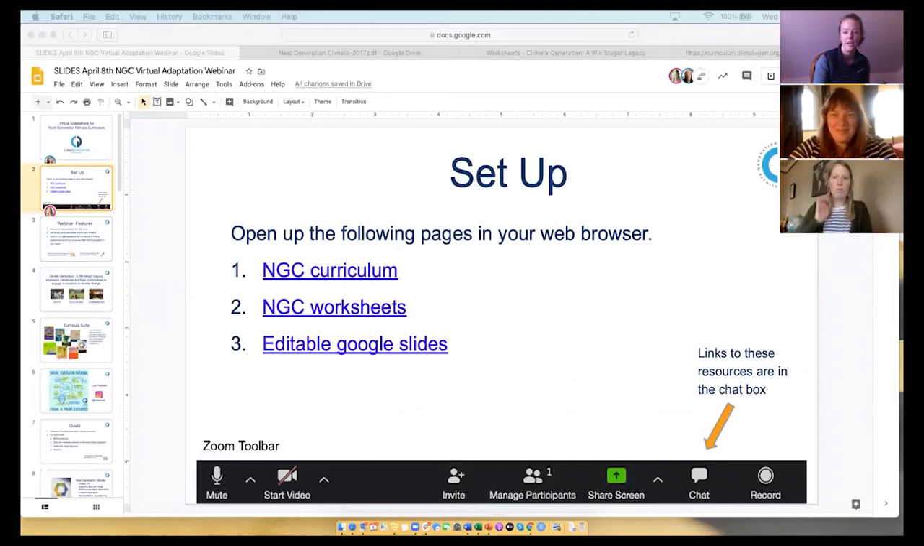Great, so if you're here, you should be seeing a screen share of a Google slide that says setup. And we just ask that you take a moment to open up 3 different web pages in your internet browser, if you can. One of them will be a PDF to the curriculum that we'll be talking about today. One will be to the supplemental worksheets. And one link is to the editable Google Slides. So today we're going to ask you to participate in making some shared resources, which would be our Google Slides today. And Sarah's going to put those in the chat.